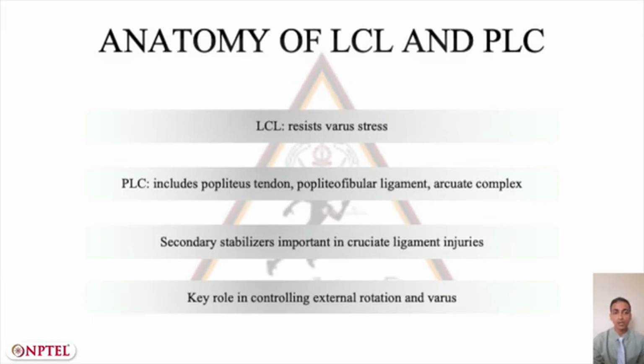The posterolateral corner is a complex of structures like ligaments, tendons, and capsule in the back and outside of the knee. These structures include the popliteus tendon, the popliteofibular ligament, and arcuate ligament complex. These structures together provide stability against varus stress, which is the inward bending of the knee. It also provides stability against external rotation, and their role is critical when combined with cruciate injuries.